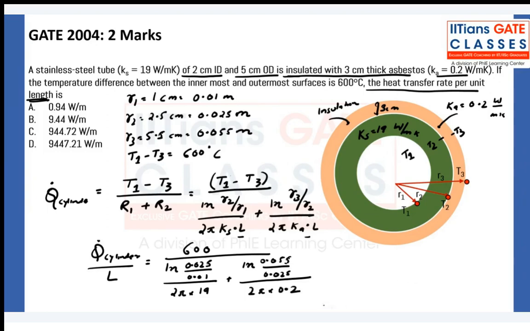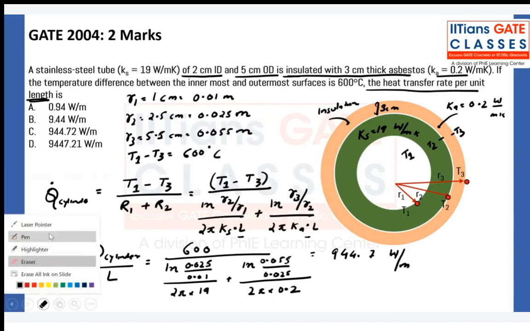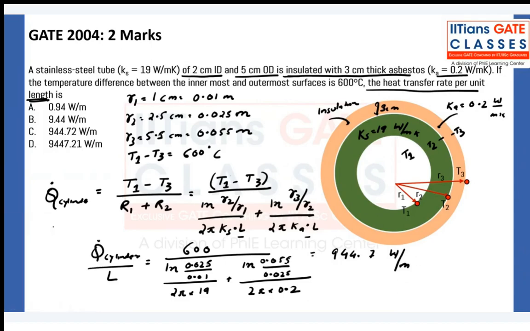Yes, Vijaya, that is correct. Very nice. So Vijaya has solved this. You will get 944.7 watt per meter. Very nice. Shruti, have you solved this? Sean, have you solved this? Are you getting the right answer? Yes. Okay. Very nice. If you are getting the same answer, just 1 second.